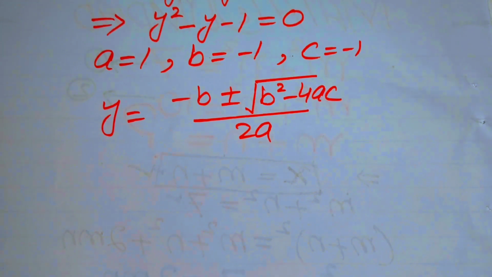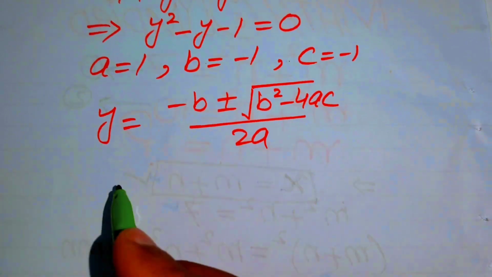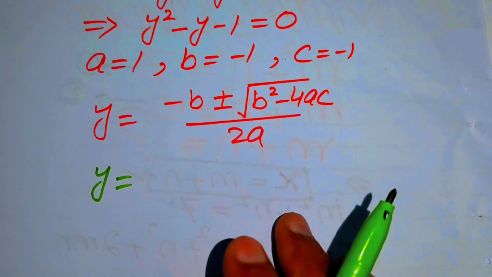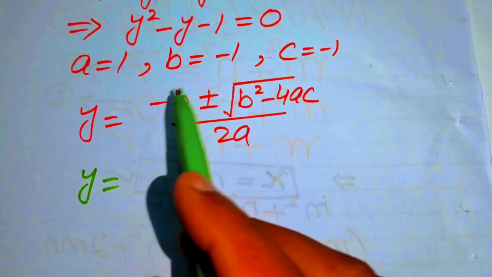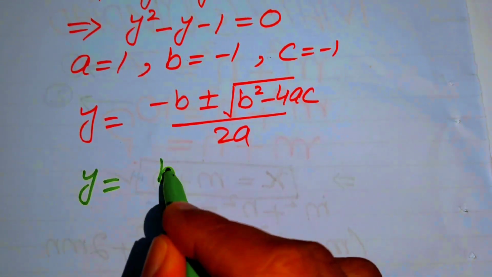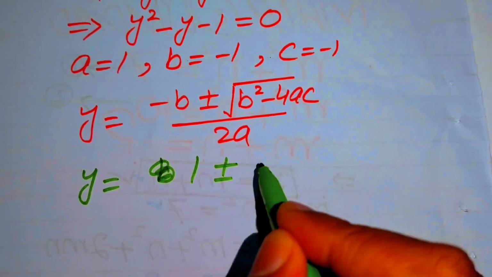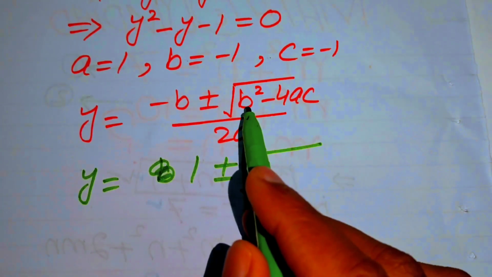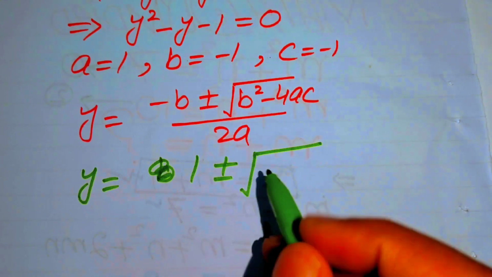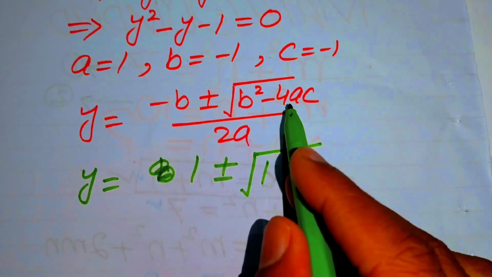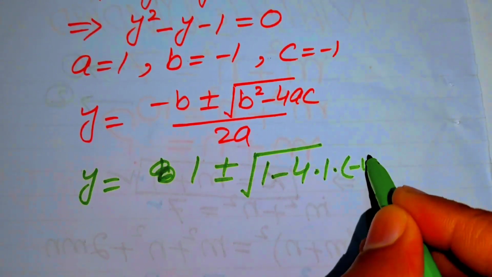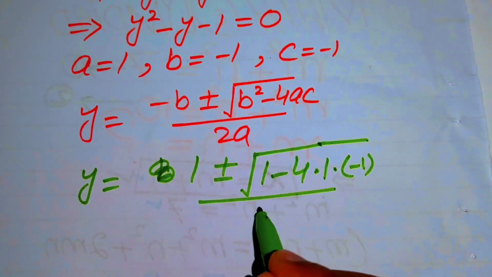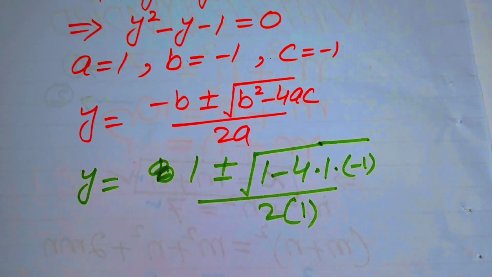And now we substitute the values of a, b and c here. Then you get y equals to minus b, and we have the value of b is minus 1, so this minus times of minus becomes plus 1, and plus minus we have b square, so b is minus 1 and minus 1 square becomes plus 1, minus 4 times of ac, where a is 1 and c is minus 1, divided by 2 times of a, and a is 1.